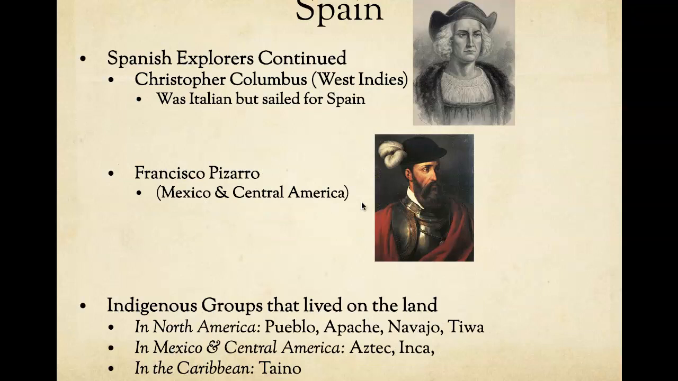Christopher Columbus, as you know, he was Italian, but he sailed for Spain and discovered the West Indies. And then Francisco Pizarro discovered Mexico and Central America. Some indigenous groups that lived on the land that the Spanish conquered were the Pueblo, Apache, Navajo, Tiwa, Aztec, Inca, and Taino. There were many, many more. These are just the bigger indigenous tribes that you might have heard of before.